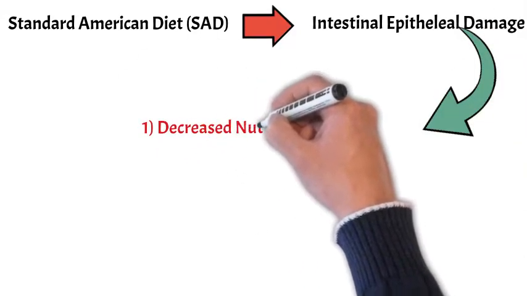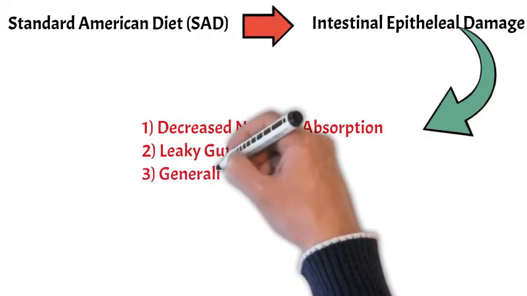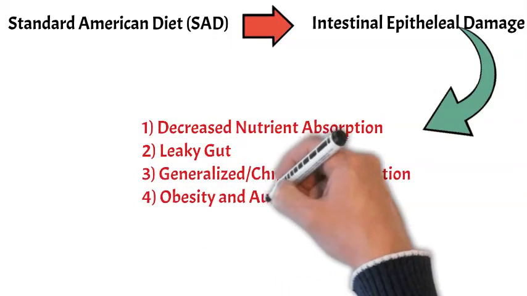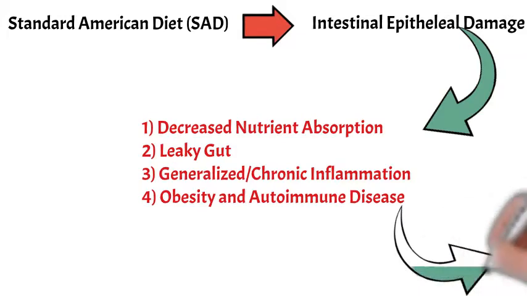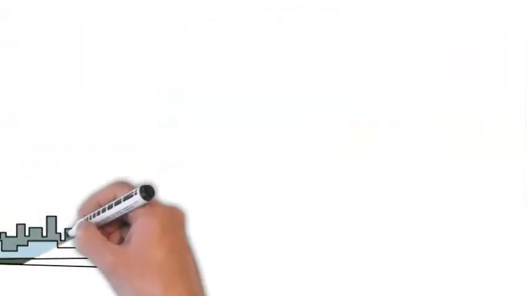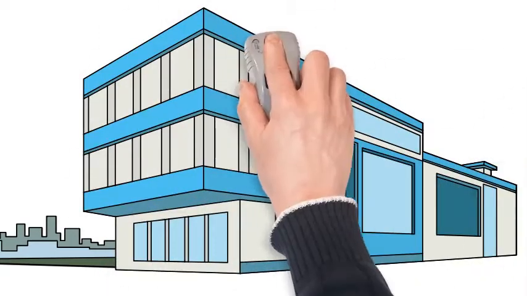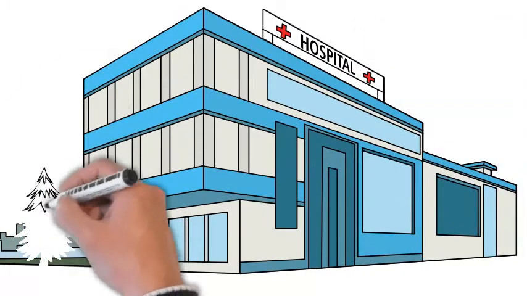to decreased nutrient absorption and malnutrition, leaky gut, as mentioned before, generalized and chronic inflammation, which leads to obesity and autoimmune disease. And this leads to the epidemic of chronic disease we are witnessing in the United States today. It is my humble opinion, and that of many other functional medicine scholars, that inflammation is the root cause of most, if not all, chronic disease.